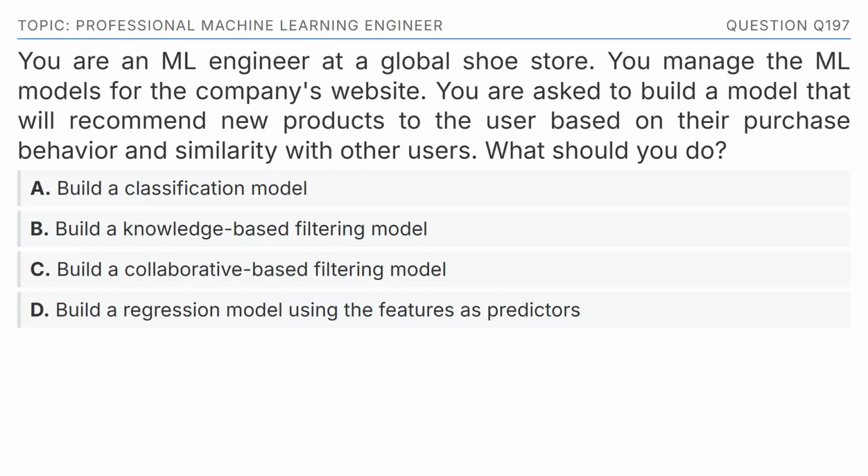You are an ML engineer at a global shoe store. You manage the ML models for the company's website. You are asked to build a model that will recommend new products to the user based on their purchase behavior and similarity with other users. What should you do? The options are: Option A, build a classification model. Option B, build a knowledge-based filtering model. Option C, build a collaborative-based filtering model. Option D, build a regression model using the features as predictors.